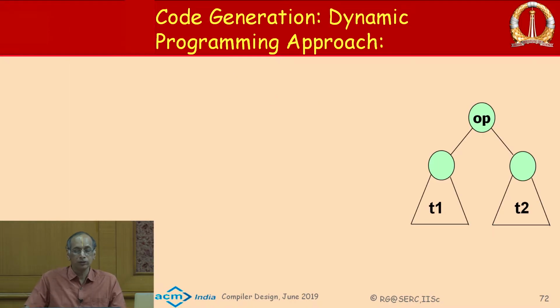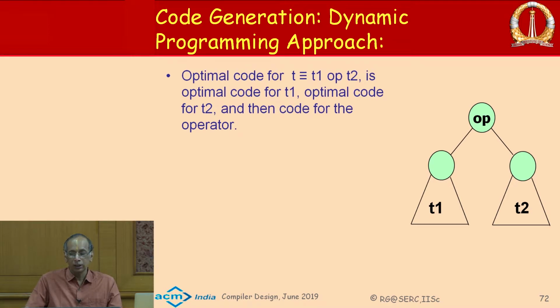Okay. So, in this approach, if you want to generate code for any operation, the cost of generating code for this operation is the same as the cost of generating code for T1, the cost of generating code for T2, plus the cost of this instruction itself. Therefore, if you are asking for the minimum cost for generating code for this instruction, that should be based on the minimum cost for generating code for this instruction plus the minimum cost for generating code for this instruction and then the cost for this, right. In other words, this has the so called optimal substructure property of dynamic programming, right.